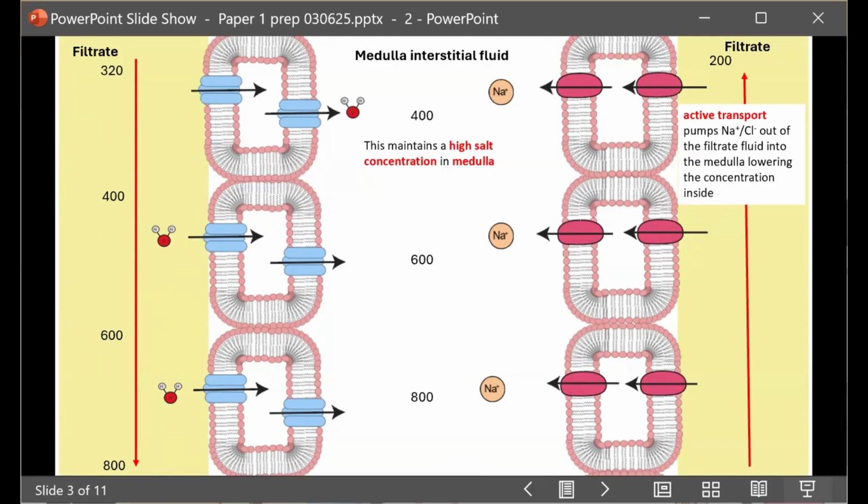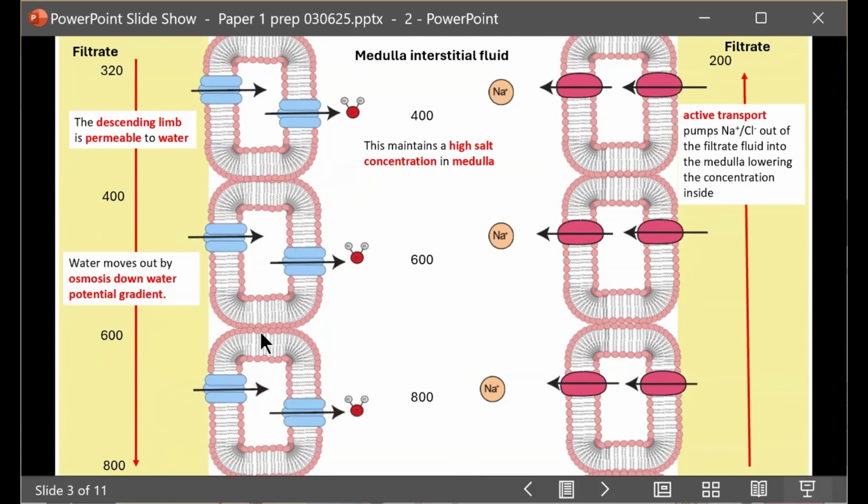So this is important to remember. We're moving the water out of the filtrate and into the surrounding fluid of the medulla. The descending limb is the only one that's permeable, the ascending limb is not, and that water movement is out by osmosis down the water potential gradient. So that's important for us to note.